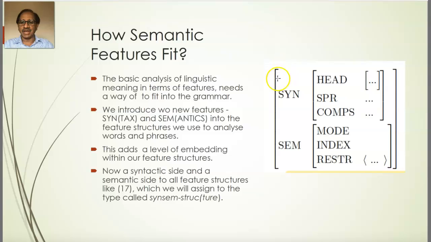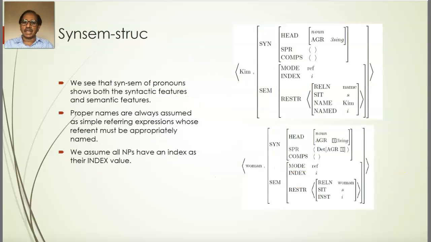So we have a feature structure now for any word or a phrase which has SYN-SEM, and syn has three features and sem has three features. This is the basic structure which we are going to use to analyze all words and phrases. We may add more features to it, but this is the fundamental structure. This structure now, SYN-SEM structure, let's look at how we are going to represent words.